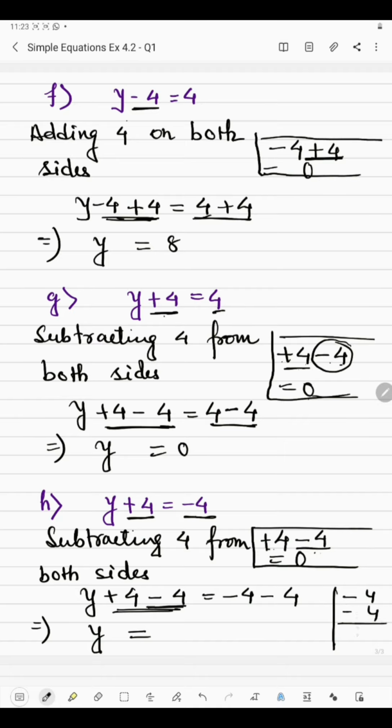Now minus minus plus, so 4 plus 4 is 8. But the sign will be negative. Why? Because both the digits have a negative sign. So it will be minus 8. So the value of y is minus 8.